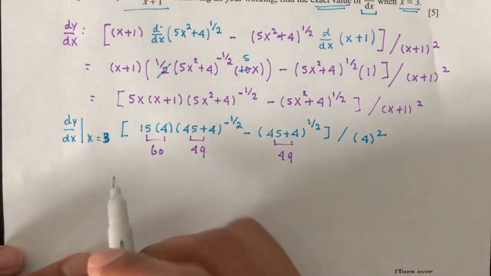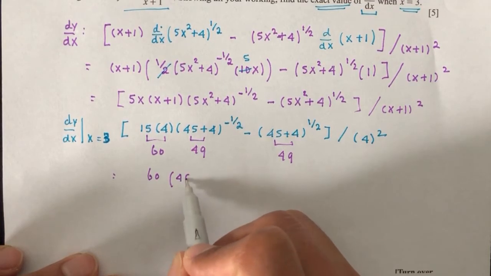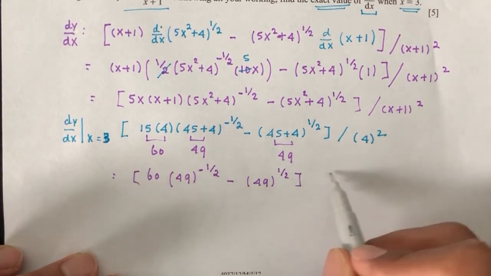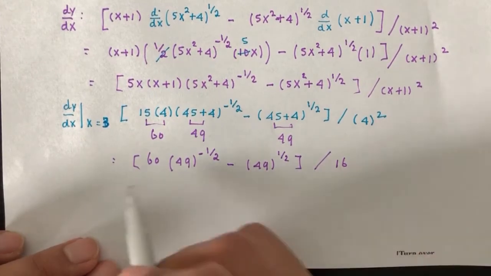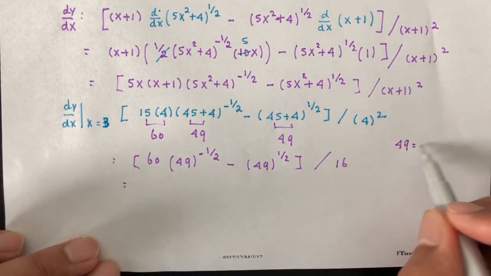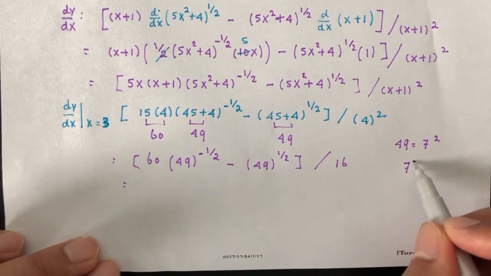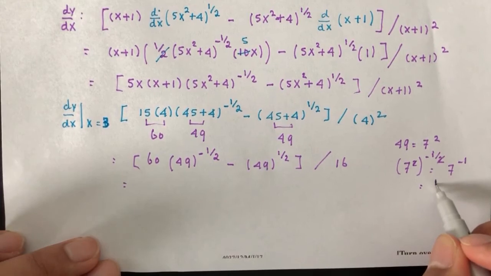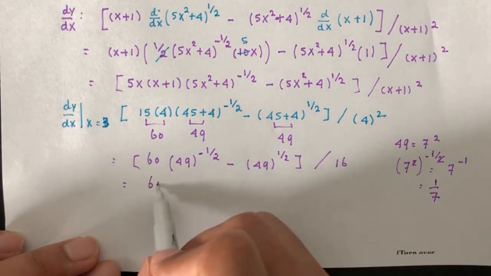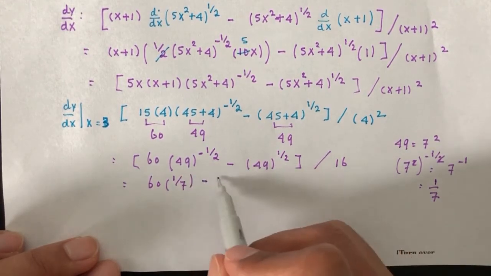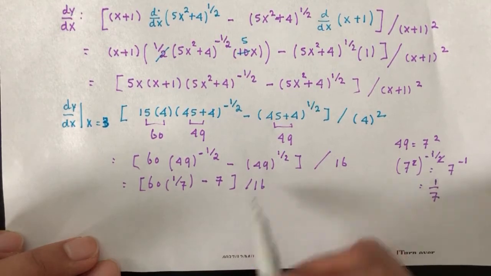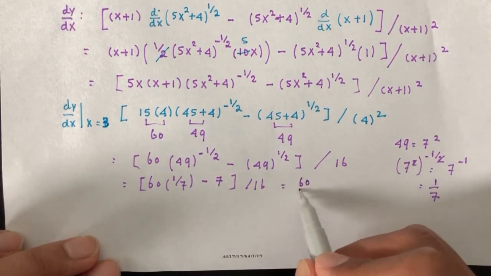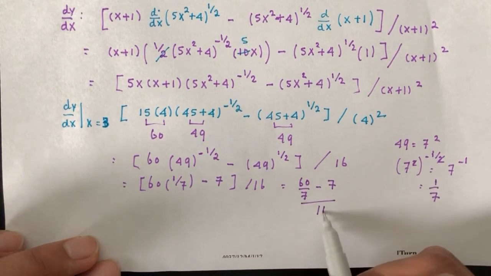So let's simplify. Let's see what we have. It becomes 60 times 49 power of minus half, minus 49 power of half, divided by 16. So what is this? 49 is equal to 7 squared. So 7 squared power minus half will become 7 power minus 1. That will become 1 over 7. So 60 times 1 over 7 minus 7, divided by 16. So let's do this one. We have 60 over 7 minus 7, divided over 16.